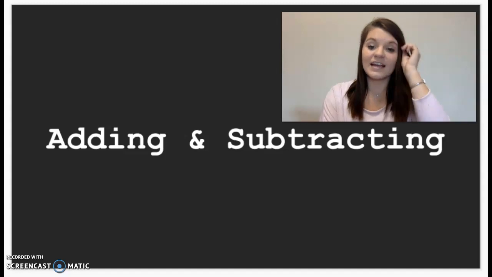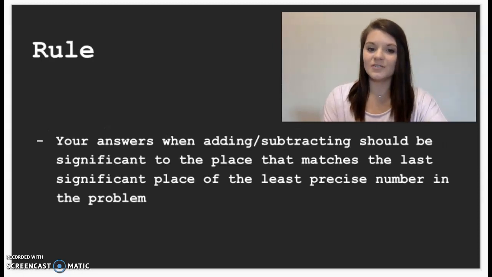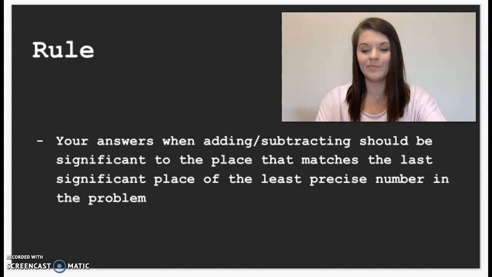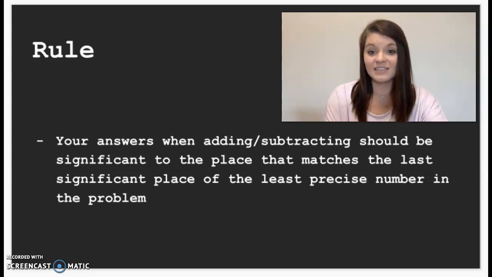Okay, so the next rule that we're going to learn is the rule for adding and subtracting. Here's the rule. Your answers when adding and/or subtracting should be significant to the place that matches the last significant place of the least precise number in the problem. I promise that this is the shortest I could make this rule. I know it doesn't really make a lot of sense right now, but that is the rule for adding and subtracting. So here's the easiest way to do that, okay?